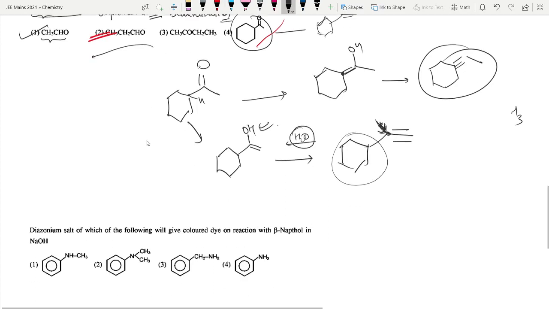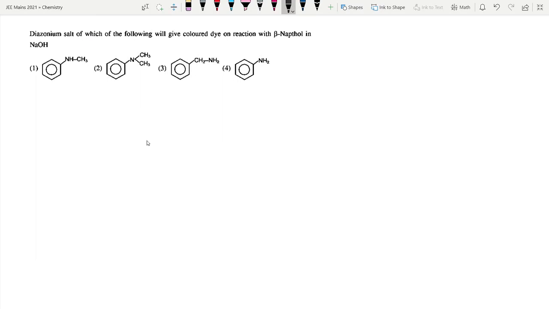Let's move on to the last one. Diazonium salt of which of the following give colored dye on reaction with beta naphthol? Diazonium salt. Okay, diazonium salt, like we know that with aniline we can form a diazonium salt if we use NaNO2 and HCl, and that diazonium salt has a structure like this.